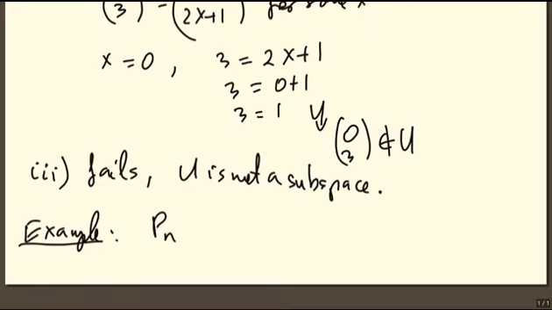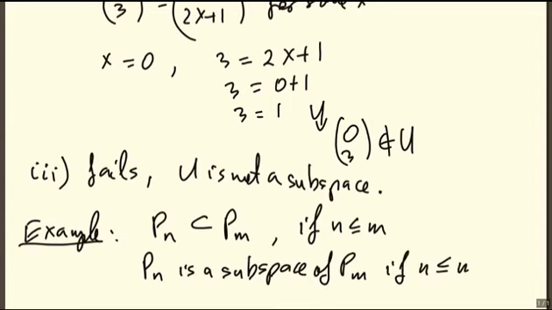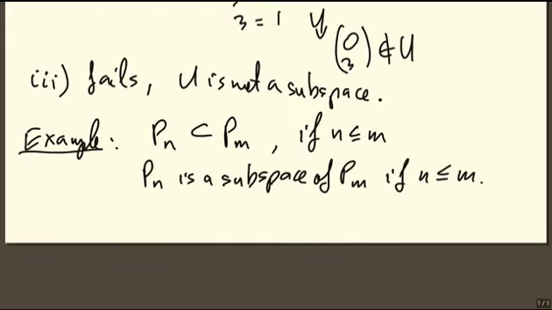Another example, vector space of polynomials. Clearly Pn is a subset of Pm if n is less than or equal to m. So lower degree polynomials can be considered higher degree polynomials with 0 coefficients for the higher powers. So we also have that these are subspaces if n is less than or equal to m. We're supposed to go through, of course, checking all 3 conditions.